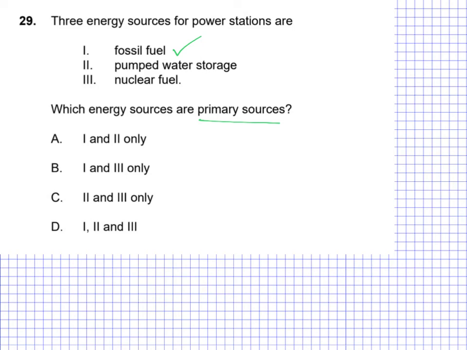Pumped water storage, well, we have to build some infrastructure to be able to pump this water above a certain height. So do we find that naturally? No, we don't naturally come across pumps that are already set up, ready for us to pump water up a certain height. Of course not. So this is not in a natural state. We have to do something to this to get the gravity in play. And then lastly, 3, nuclear fuel.